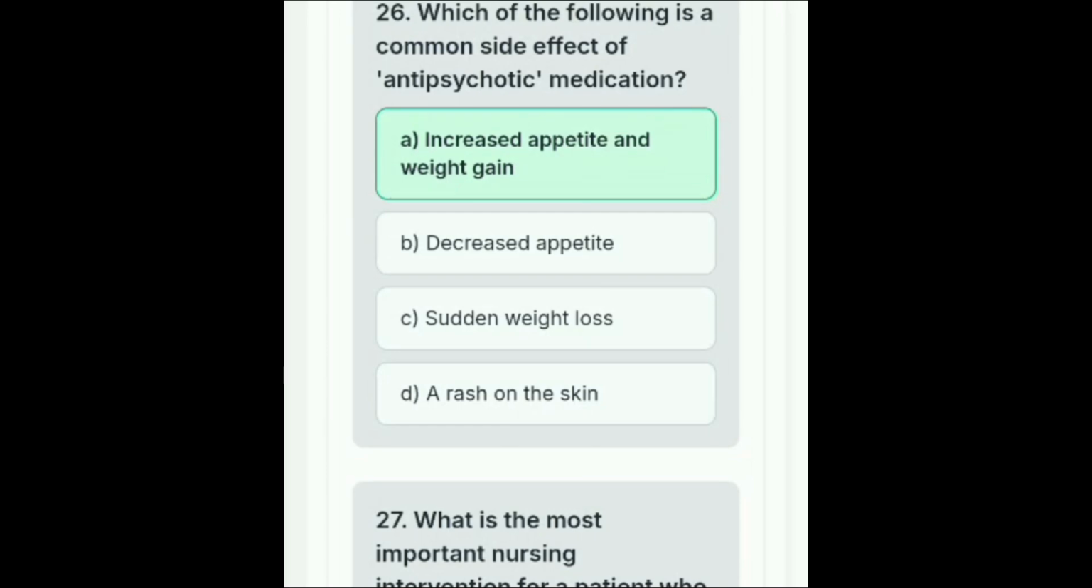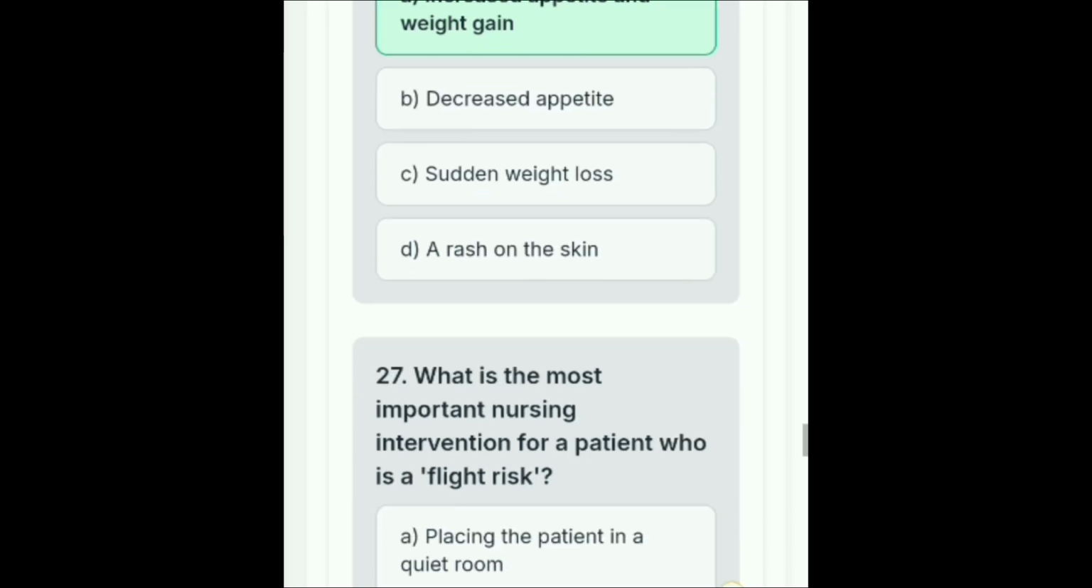Which of the following is a common side effect of antipsychotic medications? Option A, increased appetite and weight gain. Option B, decreased appetite. Option C, sudden weight loss. Option D, a rash on the skin. So A is correct.